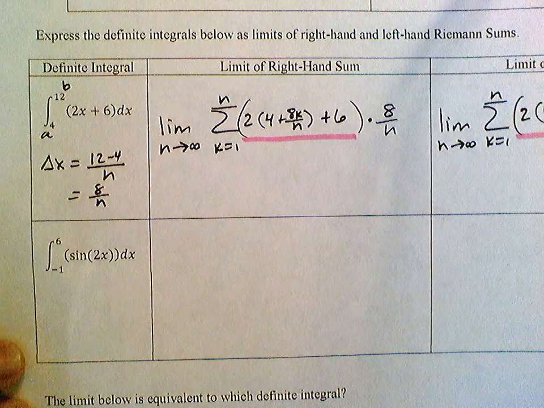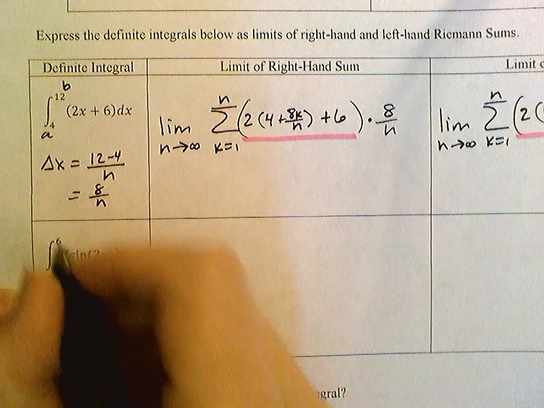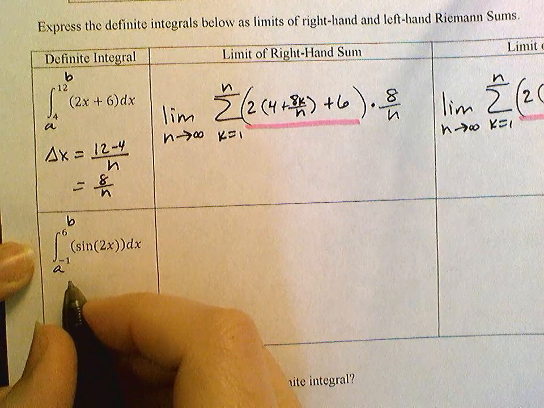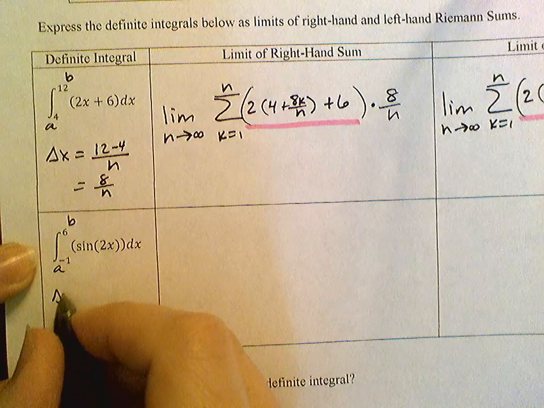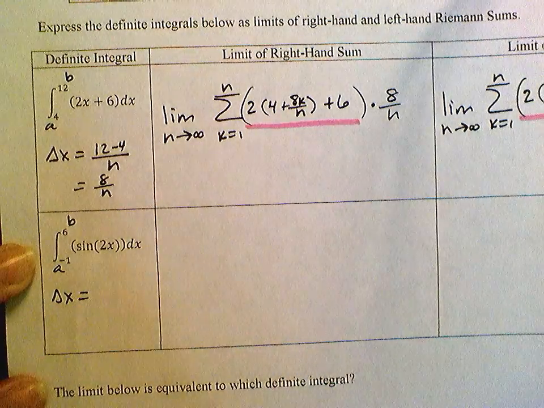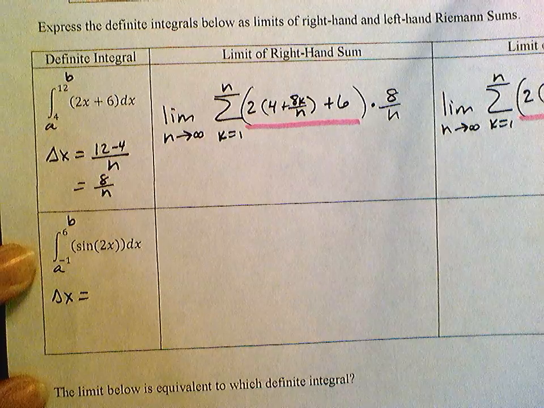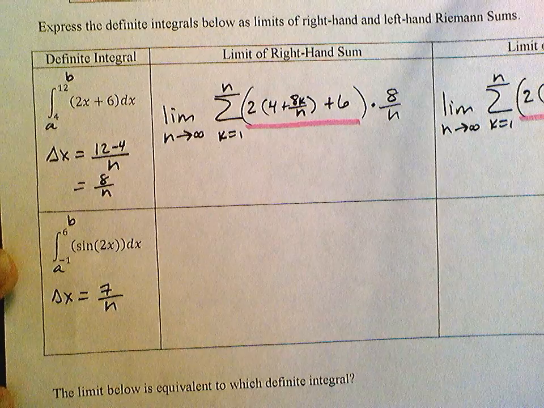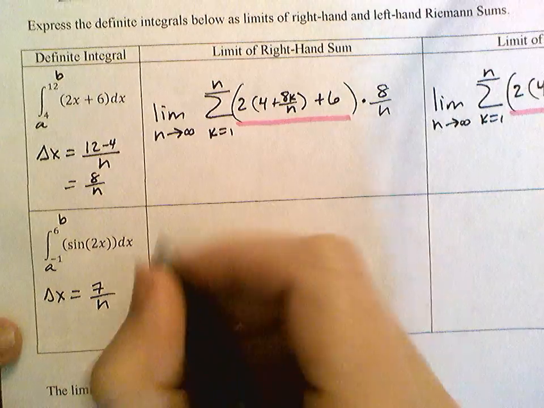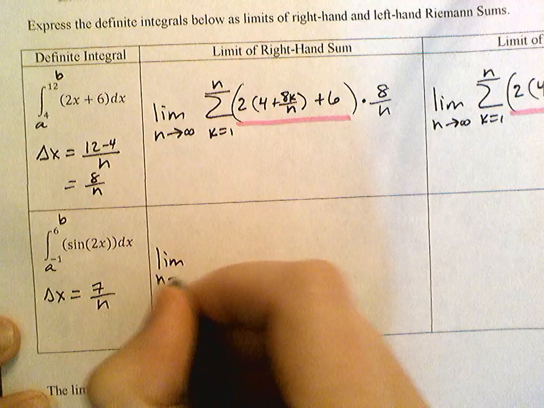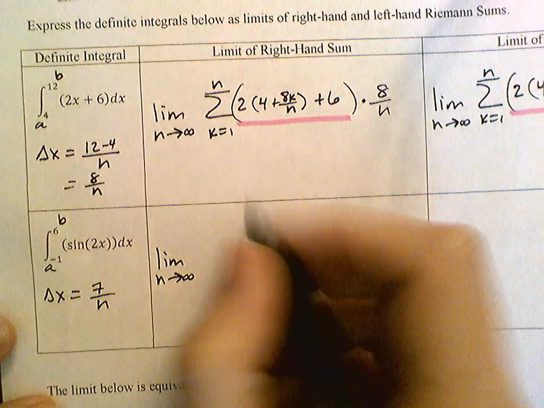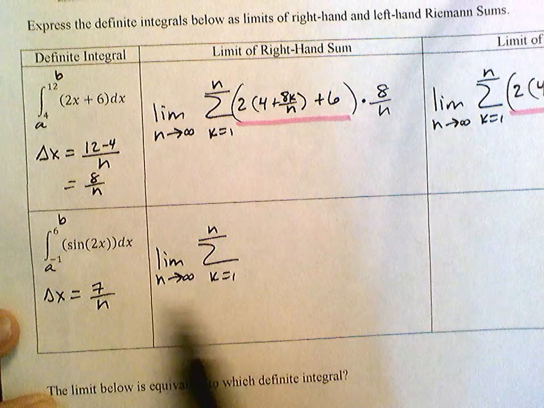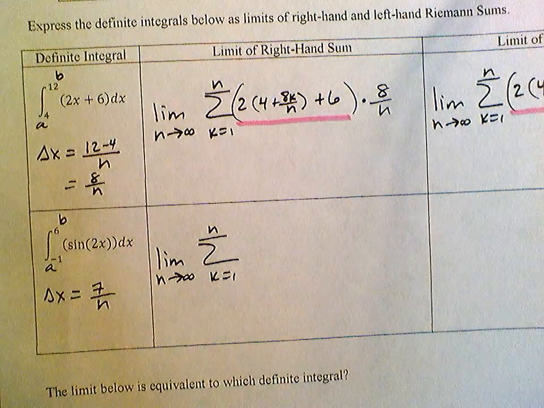So this here, just like before, I would write an a and a b there, and then I would figure out delta x is equal to, this time, b minus a over n. So 6 minus negative 1 is 7 over n. And then we're just going to use the formulas. So the limit as n approaches infinity, summation, k equals 1 all up to n. That part is always the same.